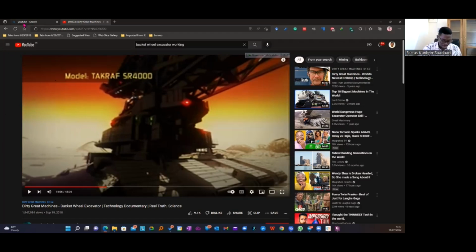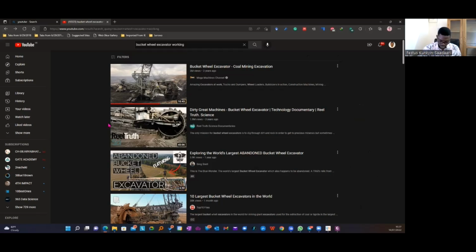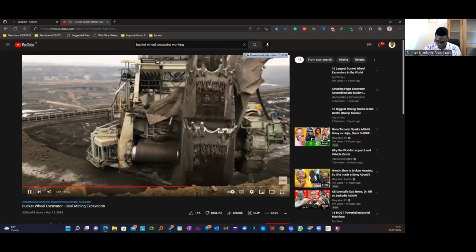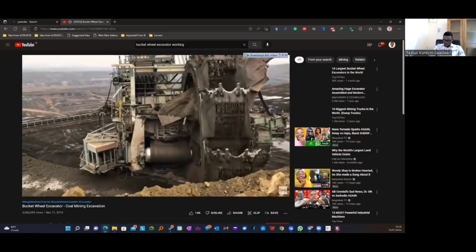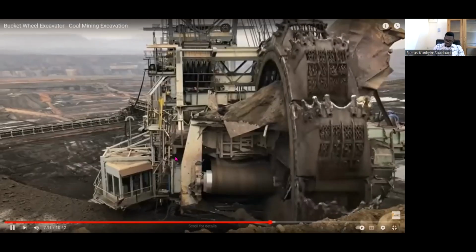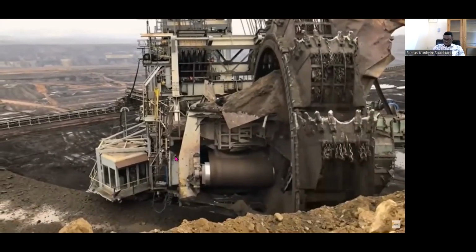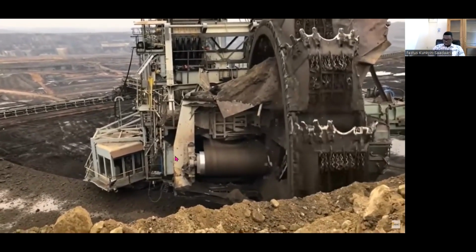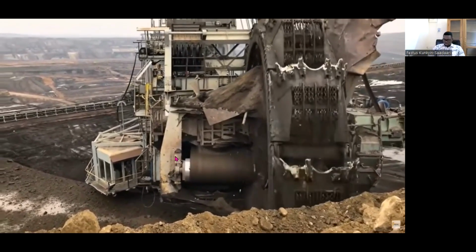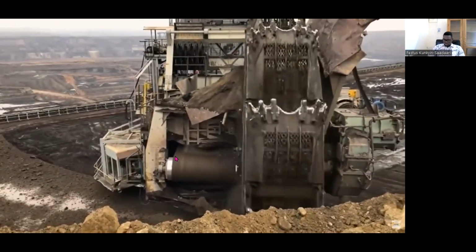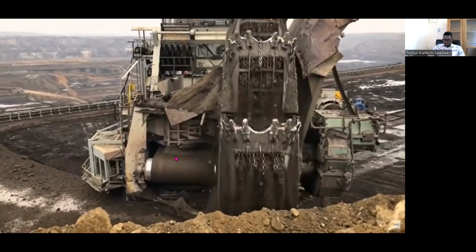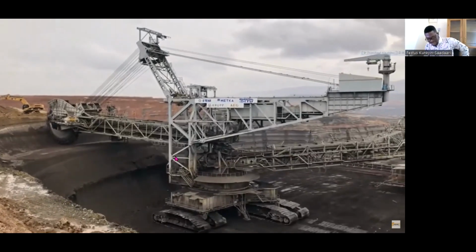I think I even have one here. Let's admire how this one also operates. So you see how it operates. So you see the conveyor system behind it.